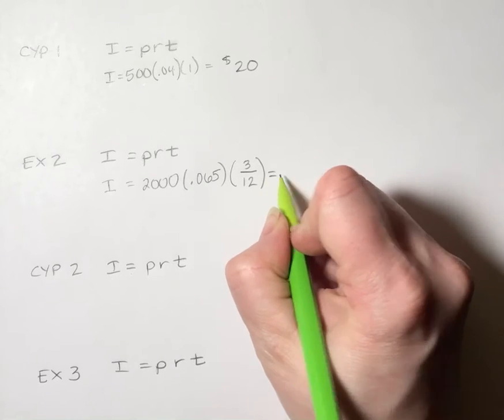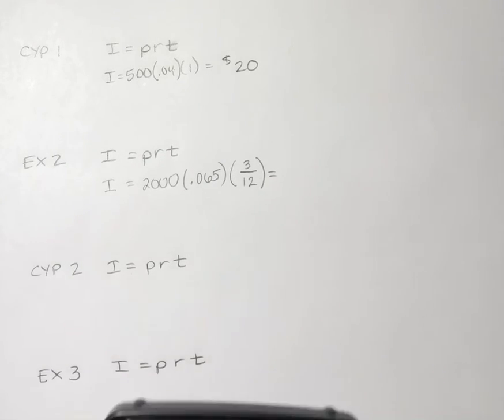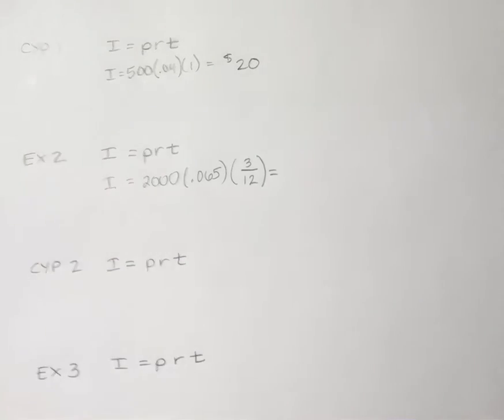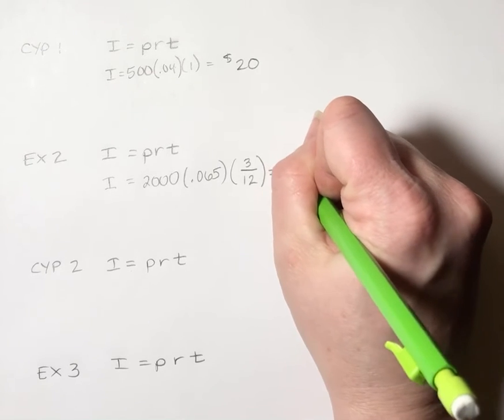So then I can plug all of those in my calculator. And I have 2,000 times 0.065 times 3 out of 12. And so my interest would have been $32.50.